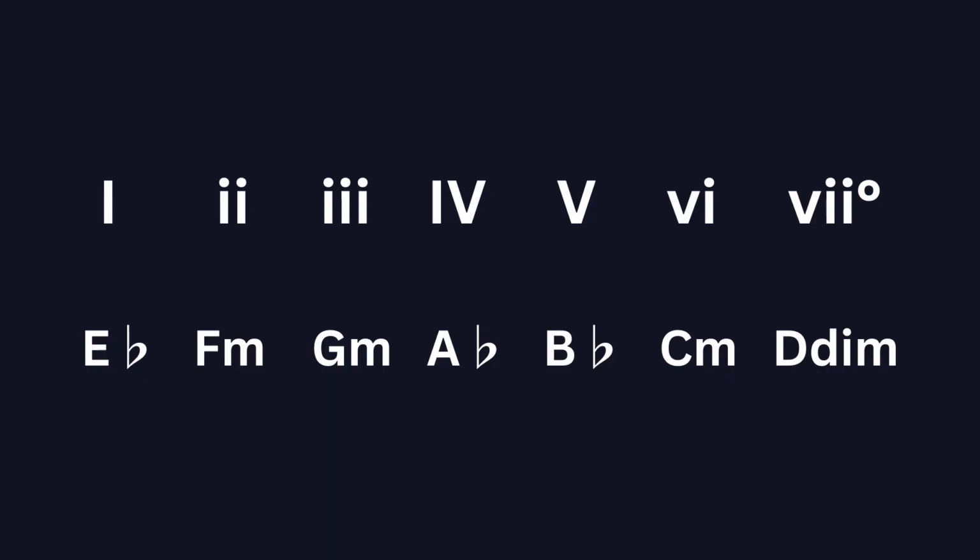This is a great time to just introduce, if you haven't already, what the Roman numerals are within a major key, that the major chords use a capital and that the minor and diminished chords use a lowercase Roman numeral, and then of course that diminished chord is that little tiny circle to indicate that it's diminished.